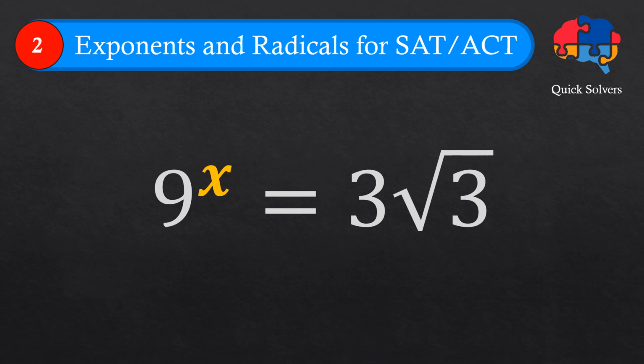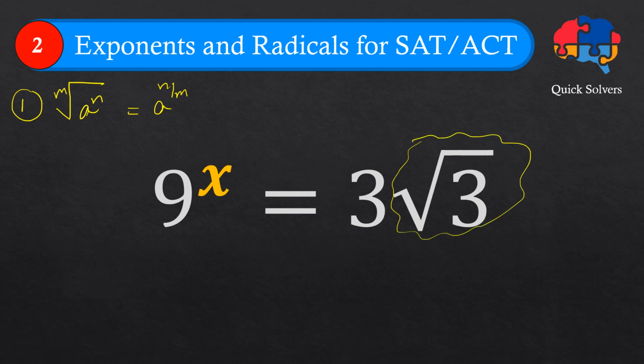For that, I'll use the first rule, which says the mth root of a to the power of n equals a to the power of n over m. Following this rule, I can write this square root of 3 as 3 to the power of 1 over 2. Why is that? That's because the index here is 2 and the power of 3 is 1.